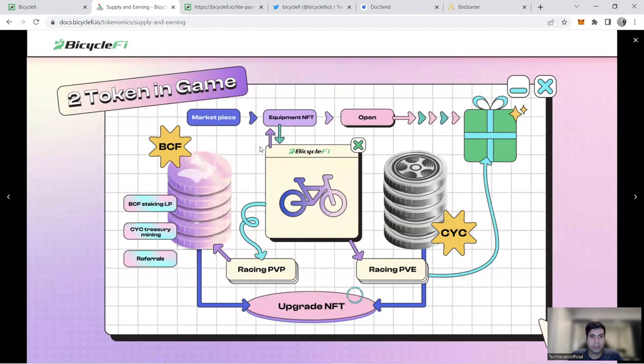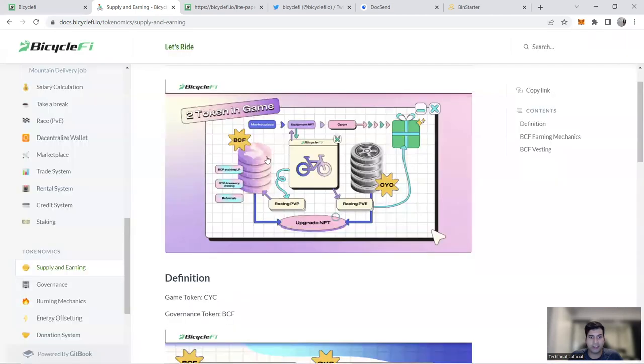So as you can see here as well, this BCF token is the token that's going to be used for staking, it's going to be used for liquidity, it's going to be treasury mining for CYC, it's going to be used for referral, and it can be used to upgrade NFTs. And when you do a player versus player mode in racing, you earn BCF. Whereas CYC is the token that's in-game economy, and it can be used to upgrade NFTs, but it's not tradable on DEXs.